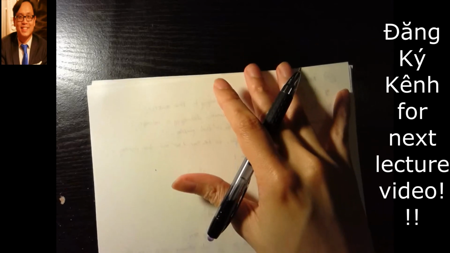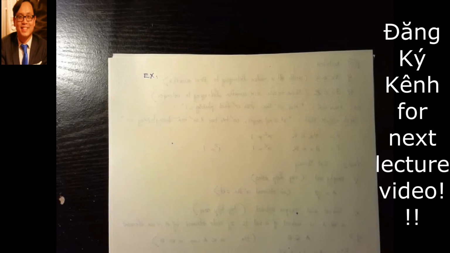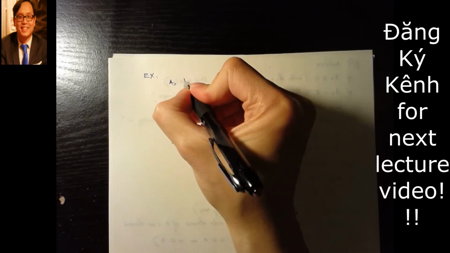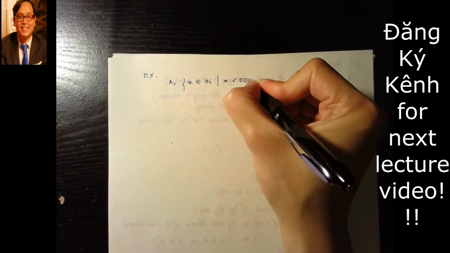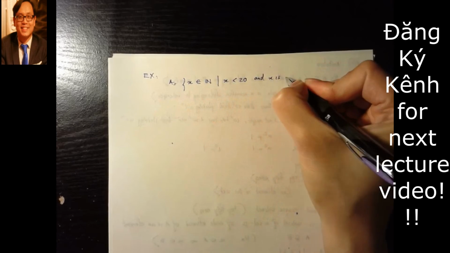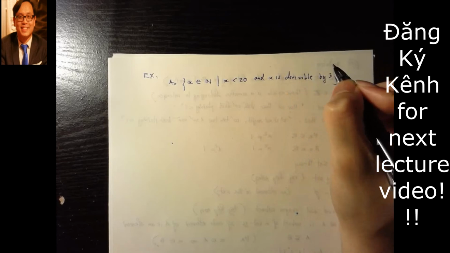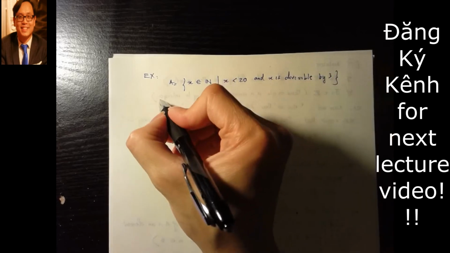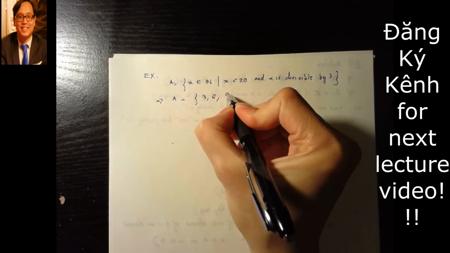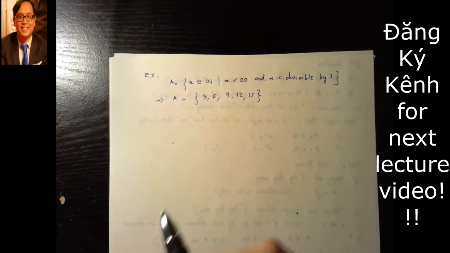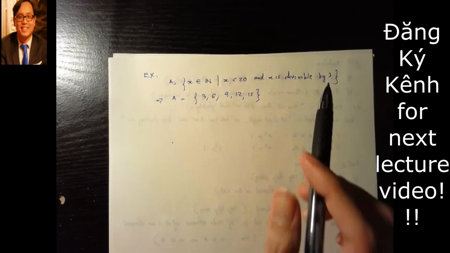Example. Given a set A, x belongs to the natural numbers, x is less than 20, and x is divisible by 3. So what do we have? A equals 3, 6, 9, 12, and 15, right? Because all the elements here are less than 20, and all the elements here are also divisible by 3.